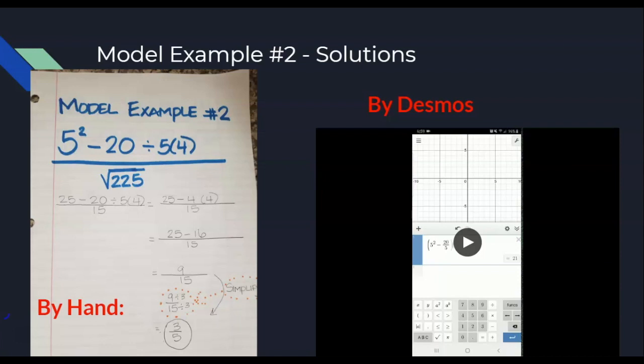Notice once I get that in the first step, I just continue to bring that down into my further solutions. Finally, I can simplify this fraction by dividing numerator and denominator by 3 and get a final answer of 3/5. Take a few seconds to see this expression evaluated using the Desmos calculator.